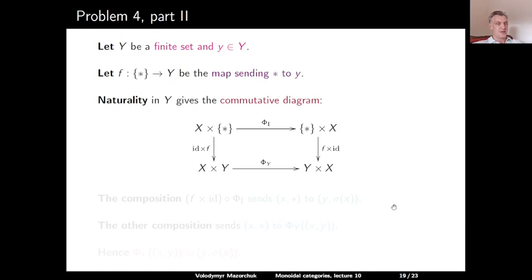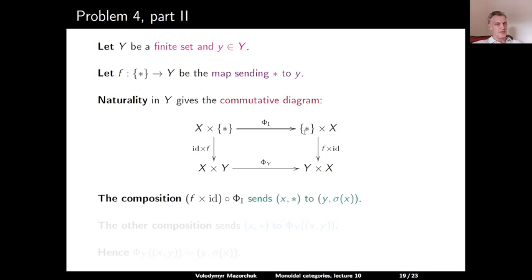So we have the naturality of phi in y. This means that we have the following commutative diagram. If you start from x times star, we can use phi I to go to star times x. From x times star, we can use identity times f to go to x times y. Using phi y, we can go to y times x. And to y times x, we can also arrive from star times x using f times identity. This diagram should commute because of the naturality in y of our phi's.